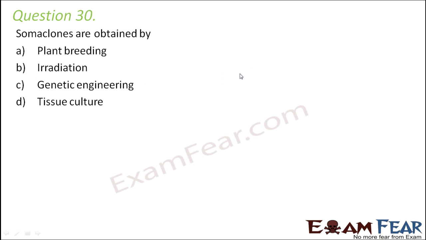Question number 13. Somaclones are obtained by plant breeding, irradiation, genetic engineering, tissue culture. So the correct option here would be tissue culture. What is tissue culture? Tissue culture is the process in which plants regenerating from cell and tissue cultures are allowed to grow in artificial medium. If you look at the other options, the first option is plant breeding. Plant breeding is that method where we try to develop superior plant varieties by mixing characters of different plants so that we get better or desired characters. Irradiation is exposure to any form of radiation. Genetic engineering is manipulation of genes by human beings.